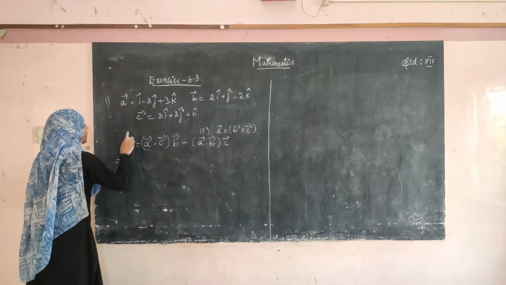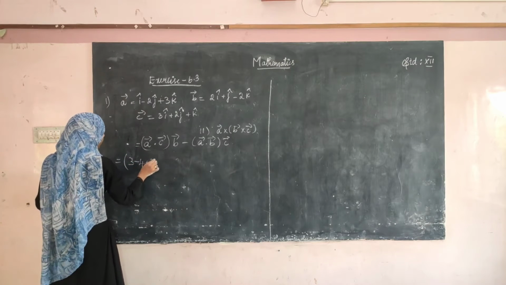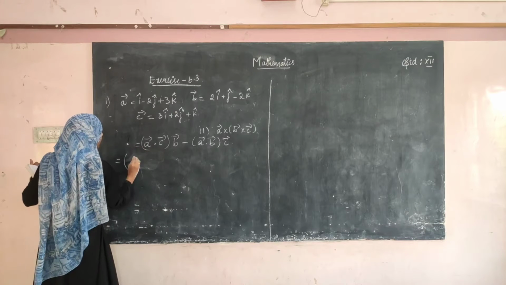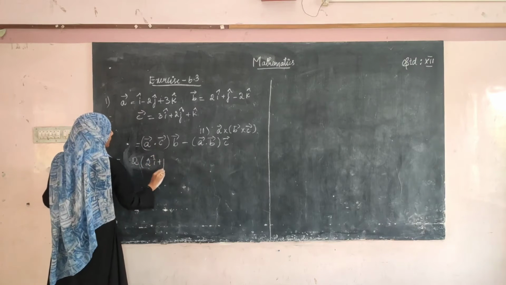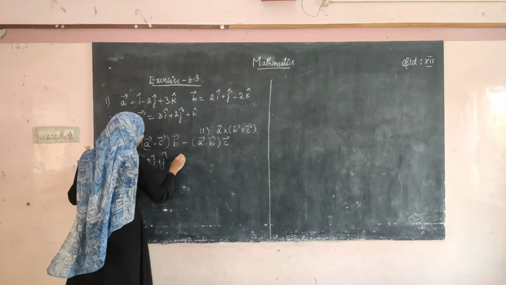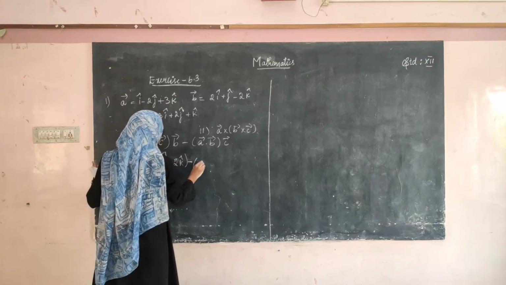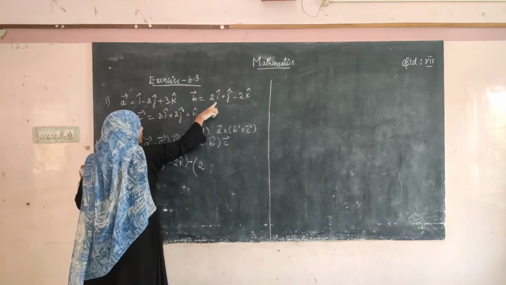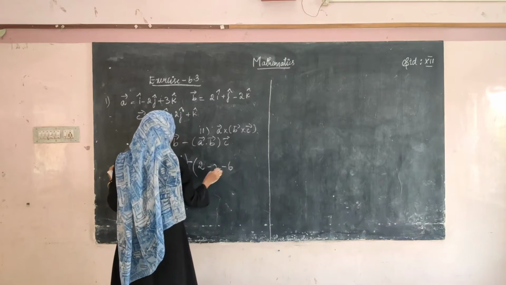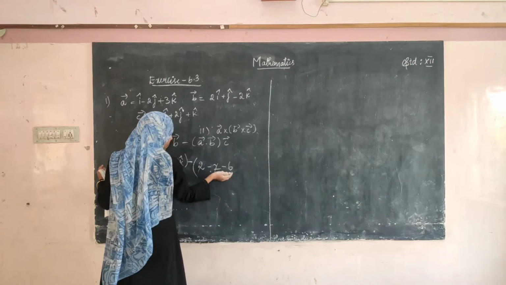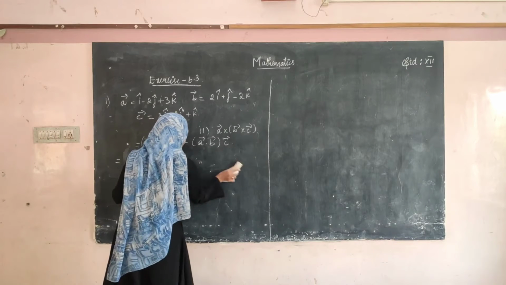What is A vector dot C vector? A vector dot C vector is 3 minus 4 plus 3. So it becomes 6 minus 4 is 2. So 2 into B vector is 2 into I cap plus j cap minus 2 into k cap, minus what is A vector dot B vector? This and this: 2 into 1 is 2, minus 2 into plus 1 is minus 2, 3 into minus 2 is minus 6. So this and this get cancelled, and here it is minus 6. Outside we have one minus, so it becomes plus 6.